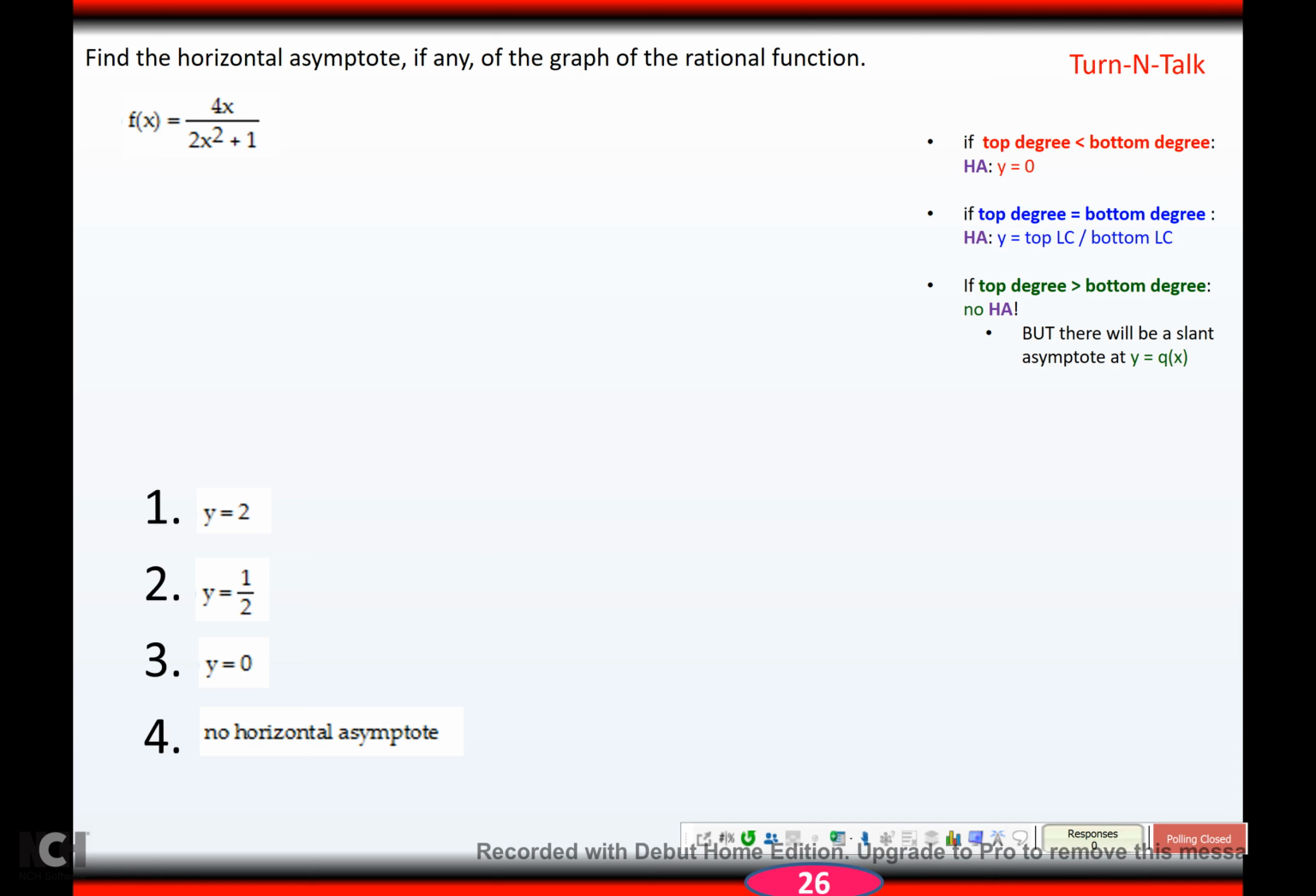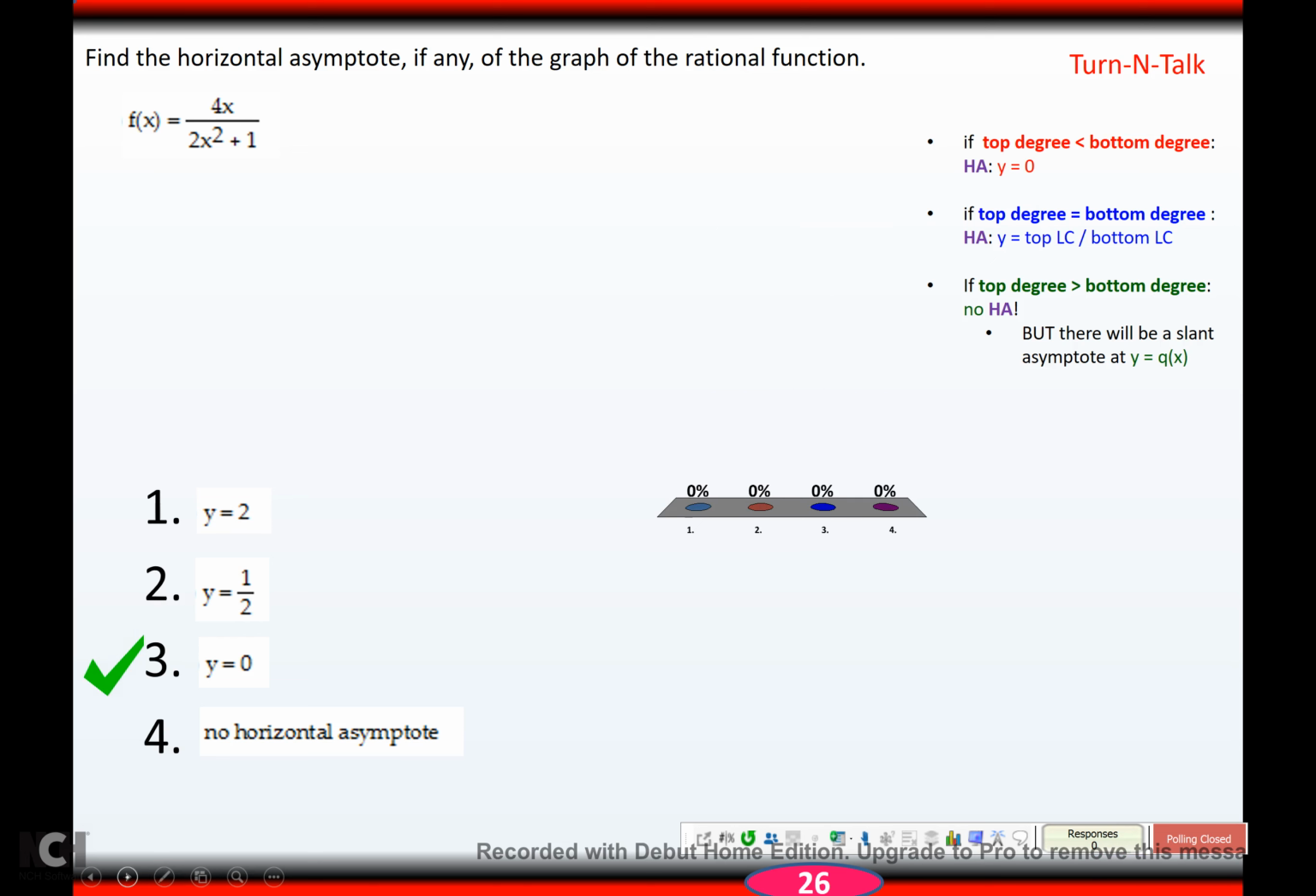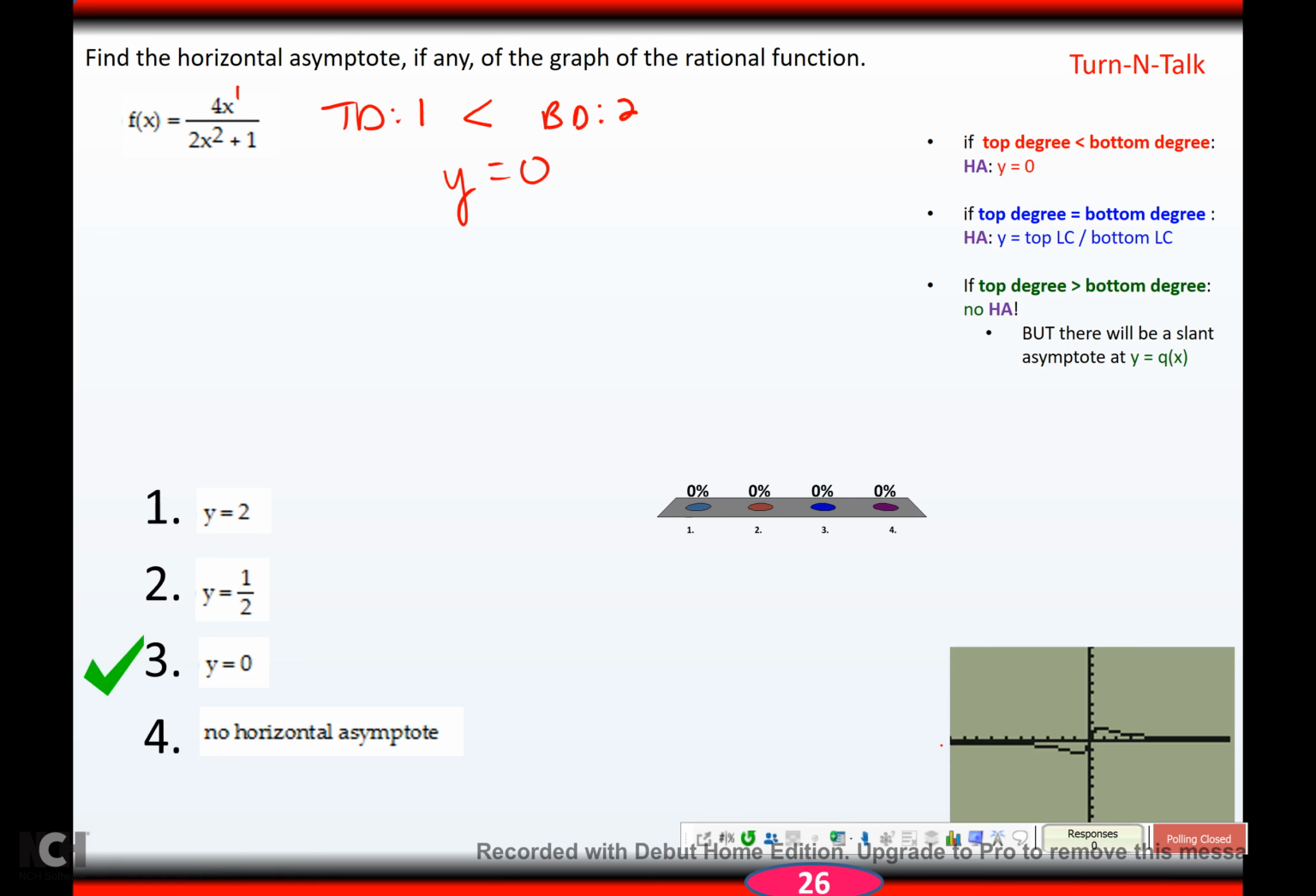Alright, so you try this one, hit pause, come back when you're ready. And hopefully you got y equals 0. Because my top degree is 1, my bottom degree is 2. Top degree smaller than bottom degree means y equals 0. And you can tell from the picture that this side is getting closer and closer to 0, and this side is getting closer and closer to 0.